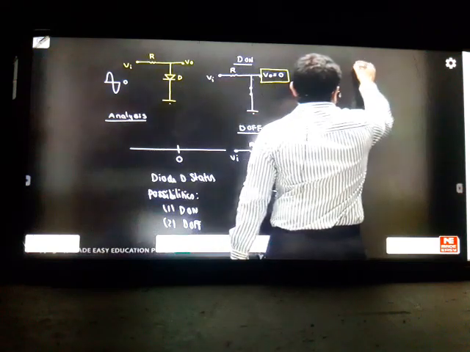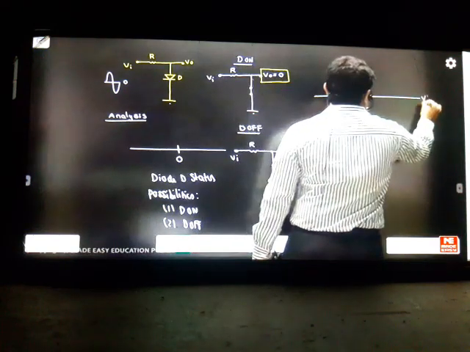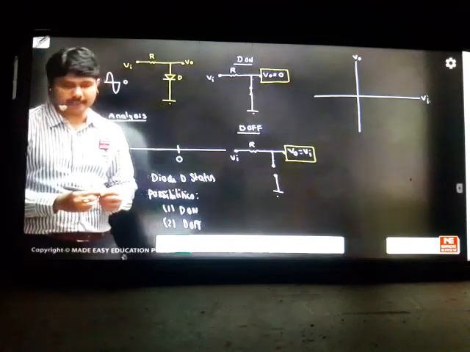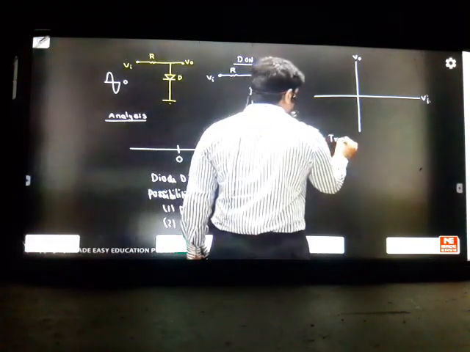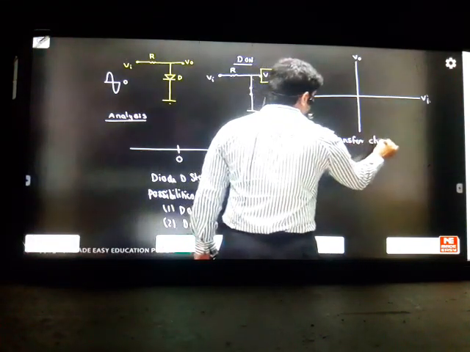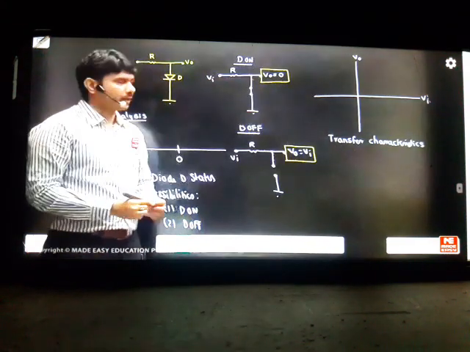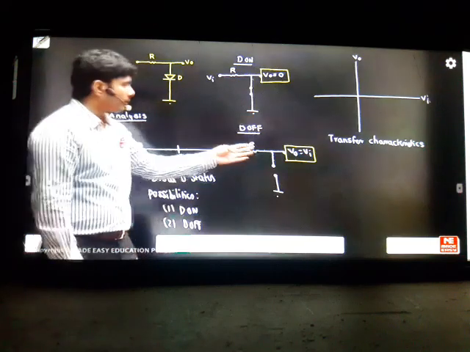See the simple concept. If this is your graph, this is your VI and this is your V0. Whenever you draw a graph between output voltage and input voltage, we call that a transfer characteristics. Nothing to do, you just plot these two equations in the graph. These are called straight line equations.